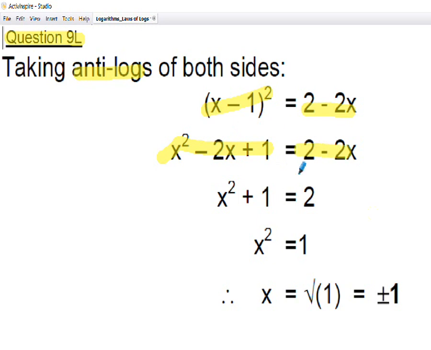And then on the next line, I've basically added 2x to both sides to get myself x squared plus 1 is equal to 2. On the next line, I've taken 1 from both sides to give me x squared is equal to 1. And finally, x is equal to the square root of 1. And again, don't forget, when you take a square root, you get plus or minus 1 in this case.